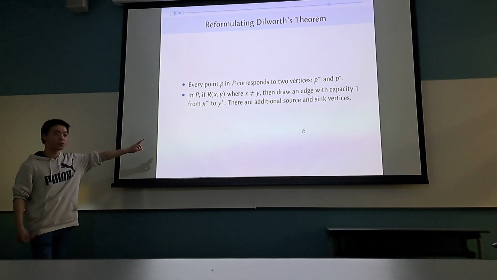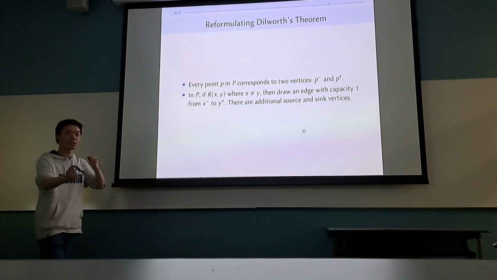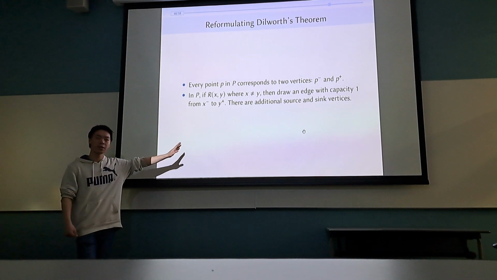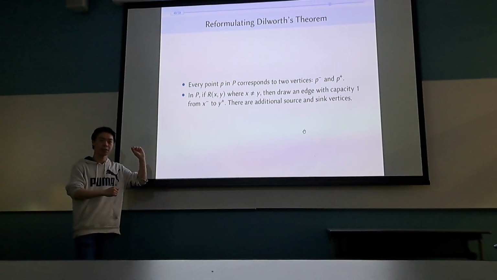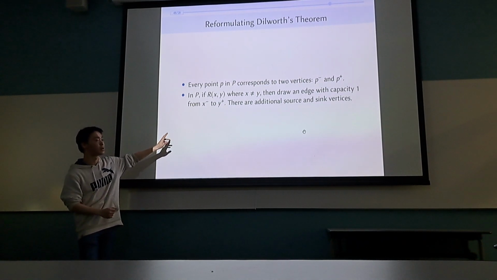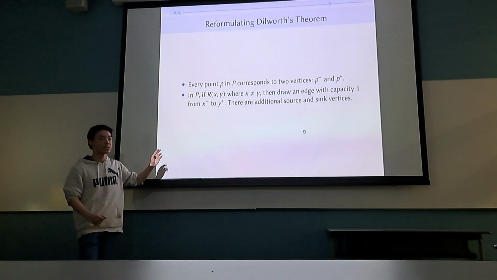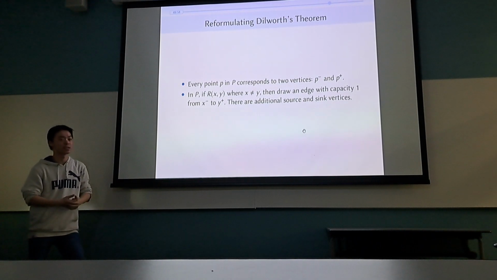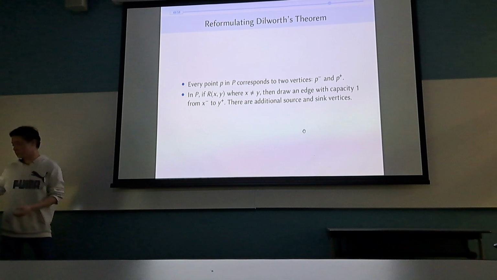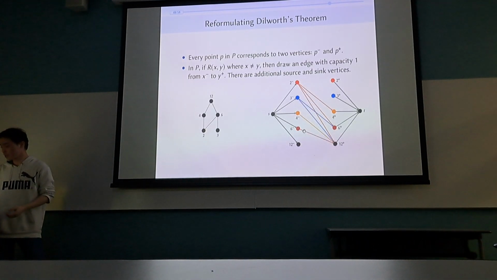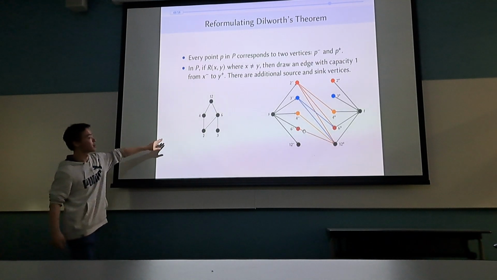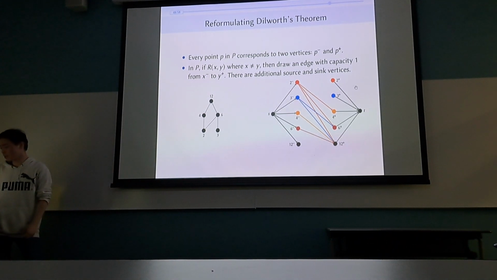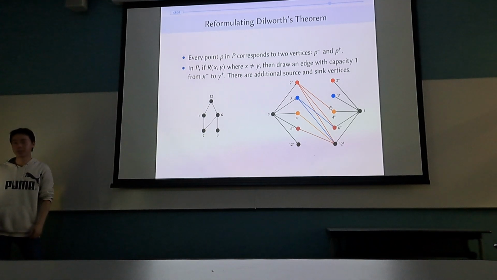If you take 2 distinct objects and they happen to be related, we're going to draw an edge with capacity 1 from the first point with a minus sign to the second point with a plus sign. And then we're going to also add additional source and sink vertices along the way as well. So if I started off with this partially ordered set, this is going to be the flow network that I'm going to get in the end.